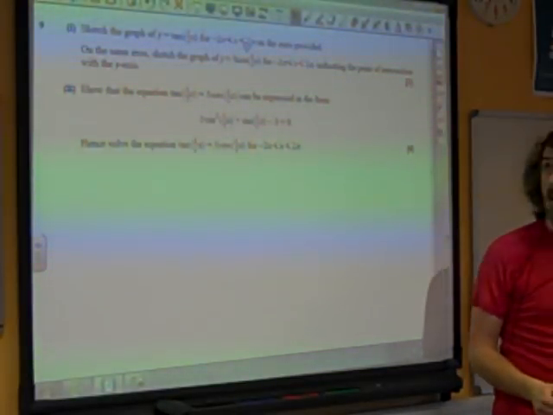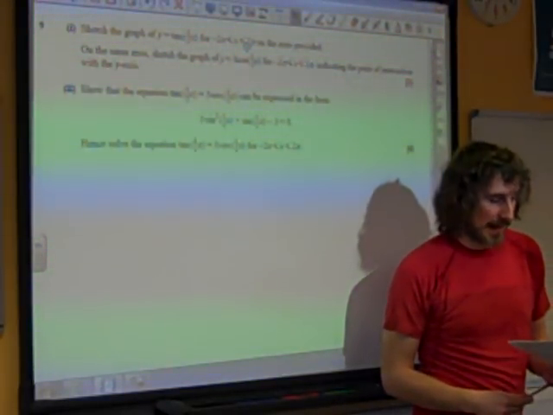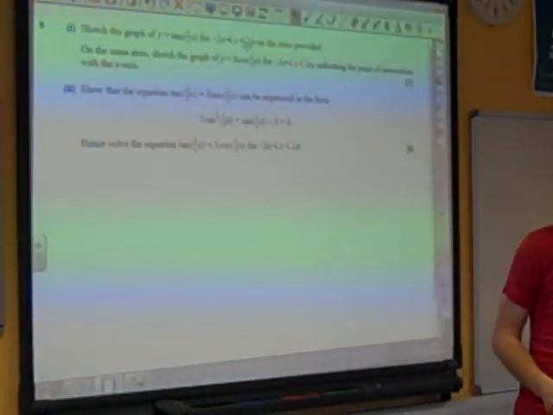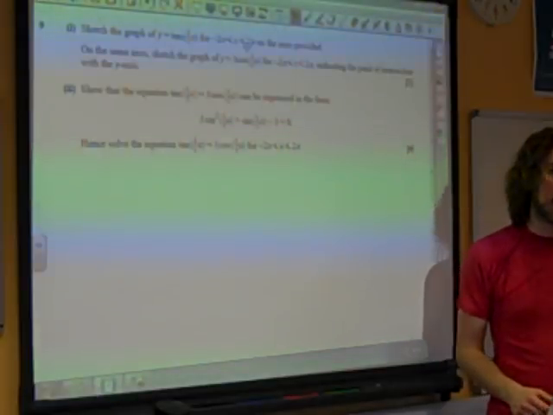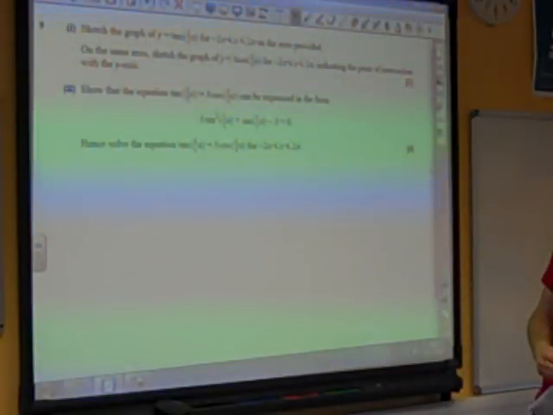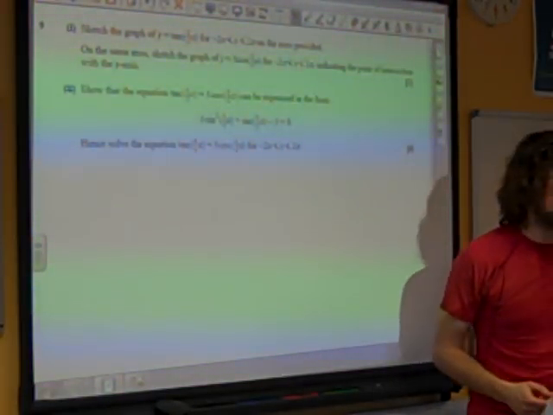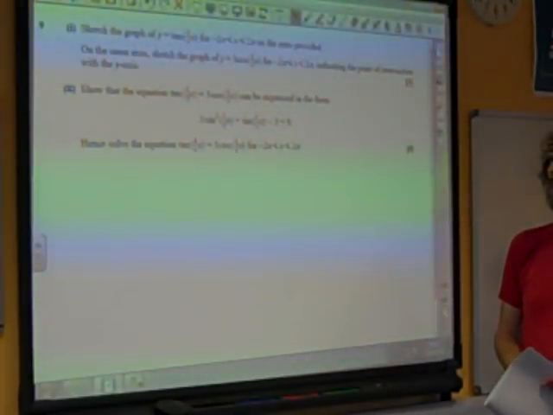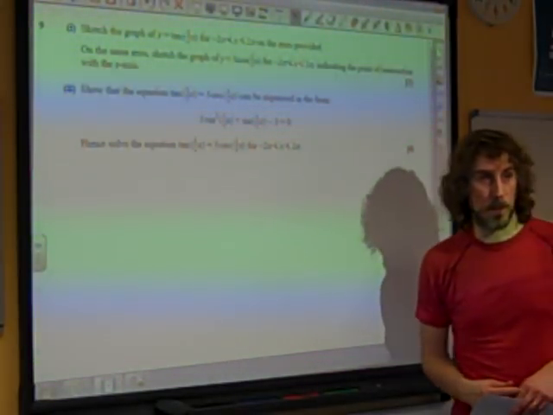Right. So here we have: sketch the graph of y equals tan half x for x between minus 2 pi and 2 pi on the axes provided. On the same axes, sketch the graph of y equals 3 cos half x for minus 2 pi to 2 pi, indicating the point of intersection with the y-axis.